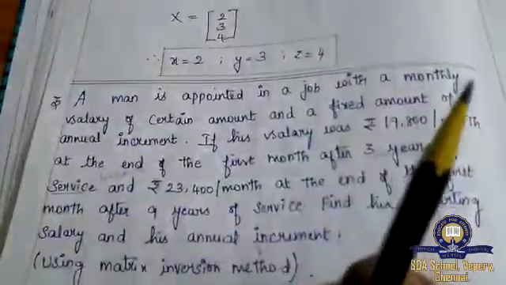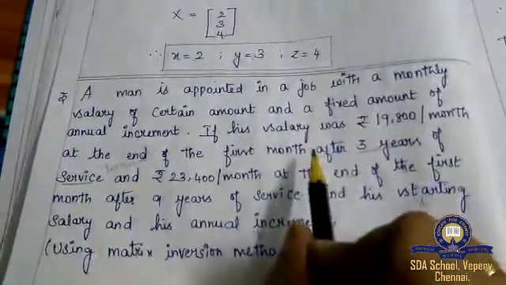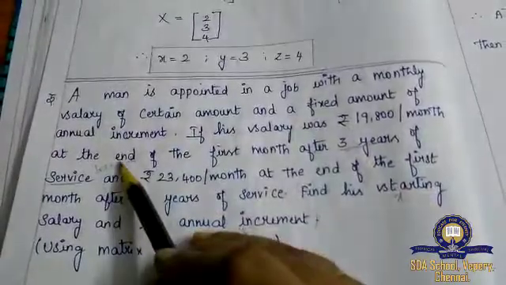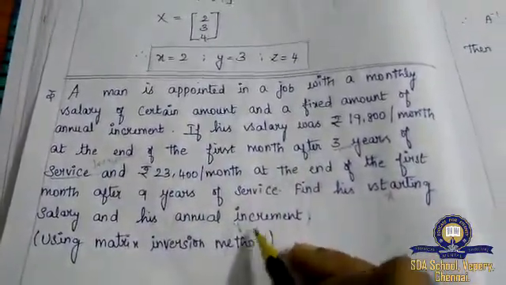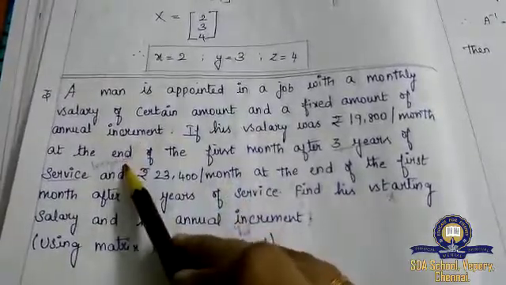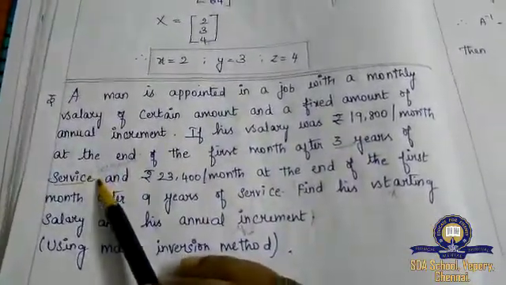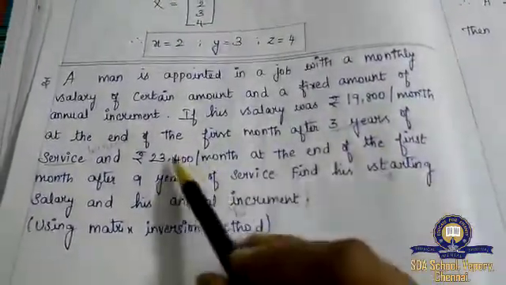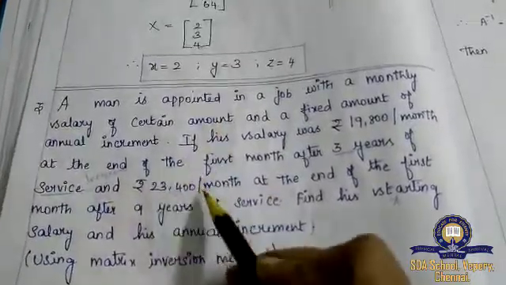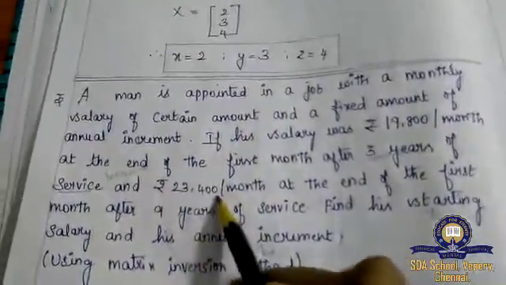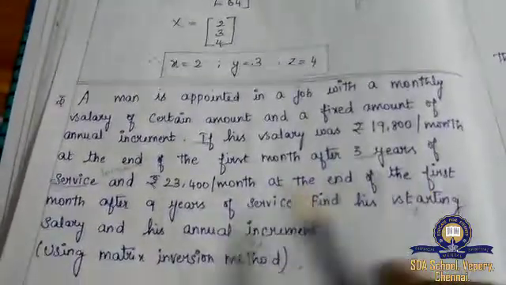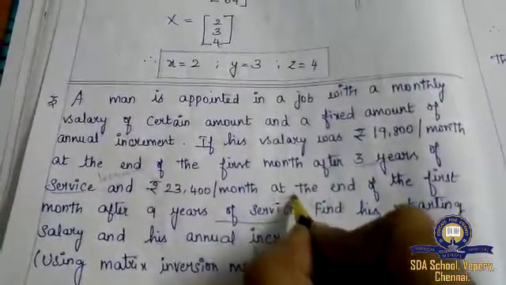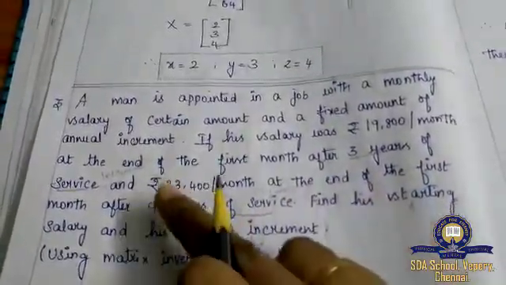Here they didn't give us the starting salary, so I need to make this into equation format. So starting salary is some x, and the annual increment I'm taking as y. 3 years of service, no? 3 years means we have to multiply it. Okay, so I'm going to multiply it, and the next thing is 23,400, and similarly at the end of the first month after 9 years of service. So 9 years of service, no? Again here he's getting the increment after 9 years, and the salary is 23,400.